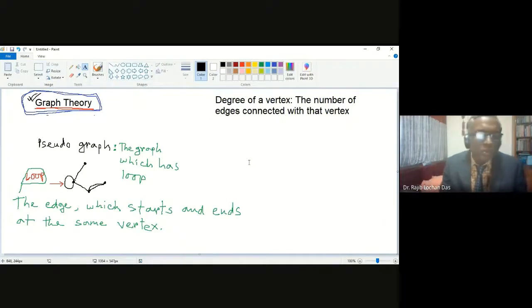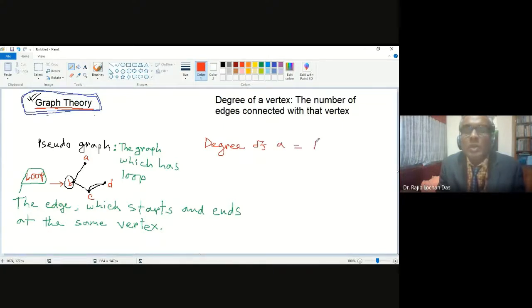So in this example, on the left side, if you think about the names of the vertices, like A, B, C, D, say there are 4 vertices here. One vertex is A, one is B, one is C, and one is D. If you think about the degree of the vertex A, it will be 1. Why 1? Because there is only one edge connected with this vertex. Is it clear?